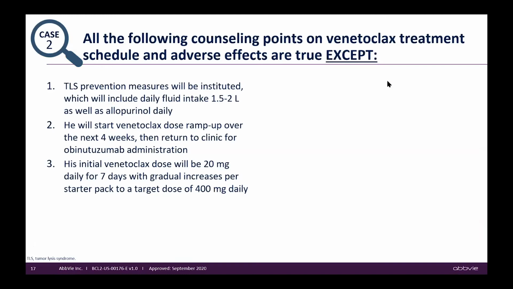2, he will start venetoclax dose ramp up over the next 4 weeks, then return to clinic for obinutuzumab administration. 3, his initial venetoclax dose will be 20 milligrams daily for 7 days, with gradual increases per starter pack to a target dose of 400 milligrams daily. And we see that the answer, except, would be 2.